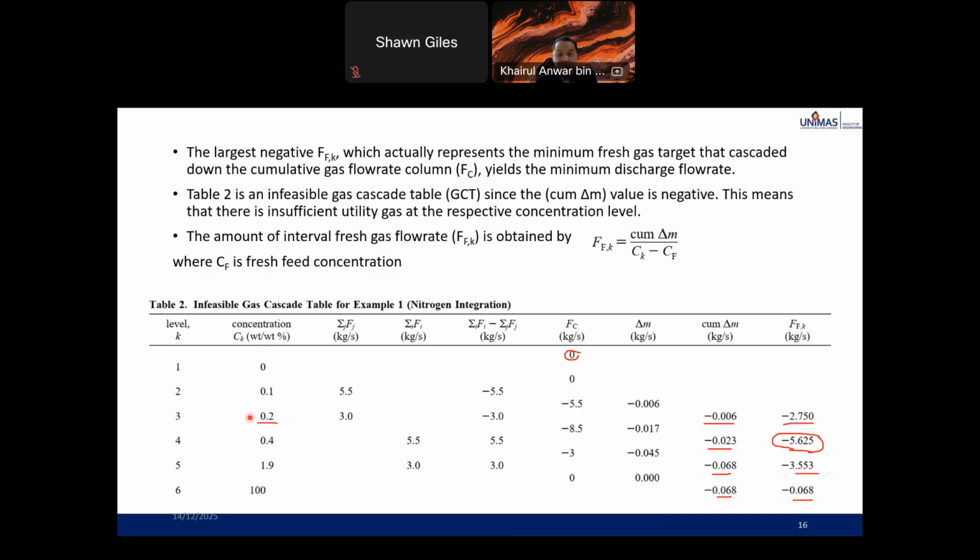If you use the method, it's 0.006 divided by CK, CK at the intersection level 2, minus CF in this case. The fresh makeup nitrogen is 0%. So 0.2 minus 0. How about 0.003?